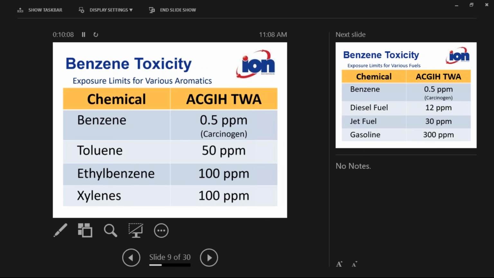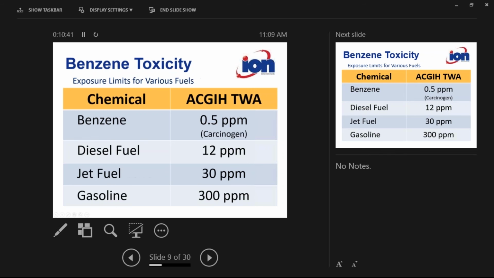Why is benzene so important? Well, it's one of the most toxic chemicals in a lot of these fuels compared to other aromatics. It has a very low ACGIH time-weighted average of 0.5 ppm, and it's a known human carcinogen. Compared to toluene, it's about 100 times more toxic, and compared to ethylbenzene, about 200 times more toxic. So benzene is one of the most toxic components.